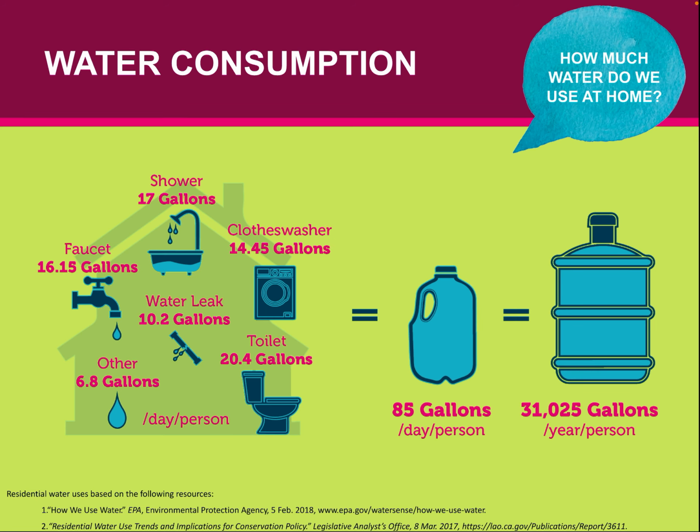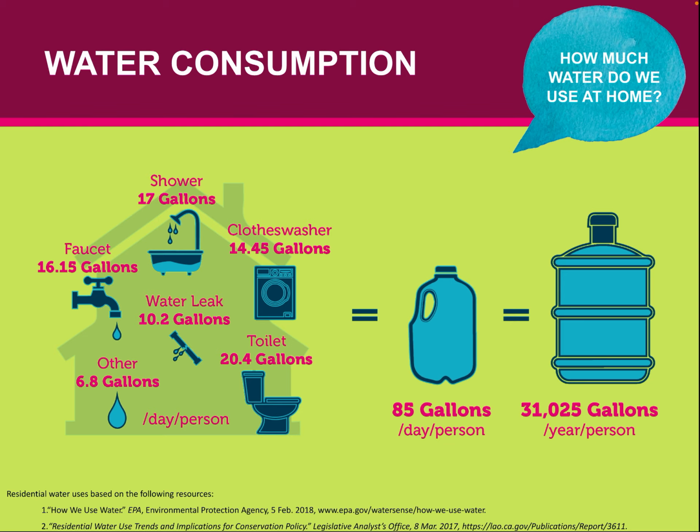Secondarily, not just water that is drank, but if you look at the residential water uses for different things in the household, you can see how much water we use every single day. For example, the average shower uses 17 gallons of water per day per person. The average clothes washing machine uses 14.45 gallons of water. The average faucet usage, whether that be for brushing teeth, washing face, doing the dishes, is about 16.15 gallons of water per person per day.